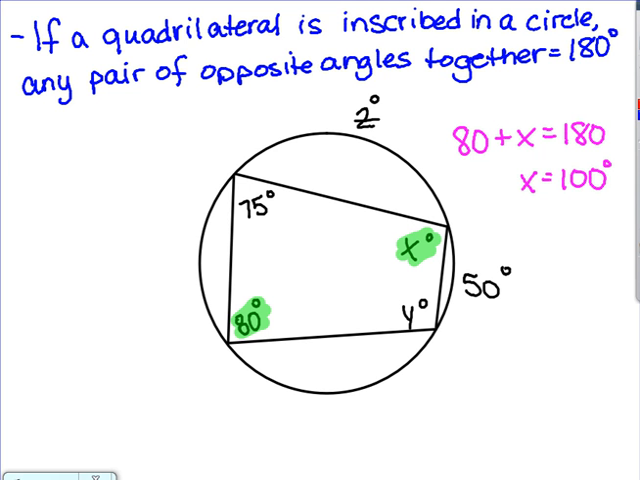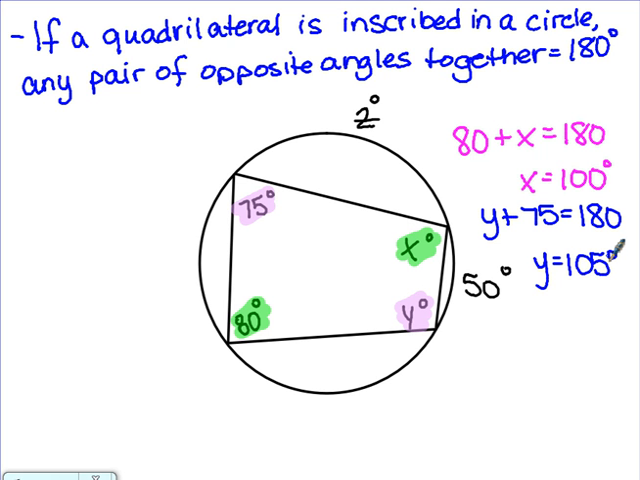If we look at another pair of opposite angles, we have y and 75. This means that y plus 75 equals 180 degrees, which means that y is 105 degrees. So we have solved for x and y. Now let's look at z.